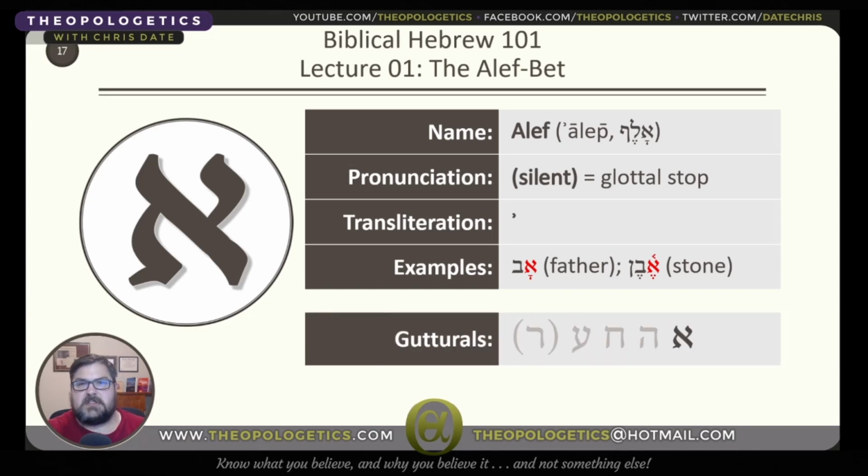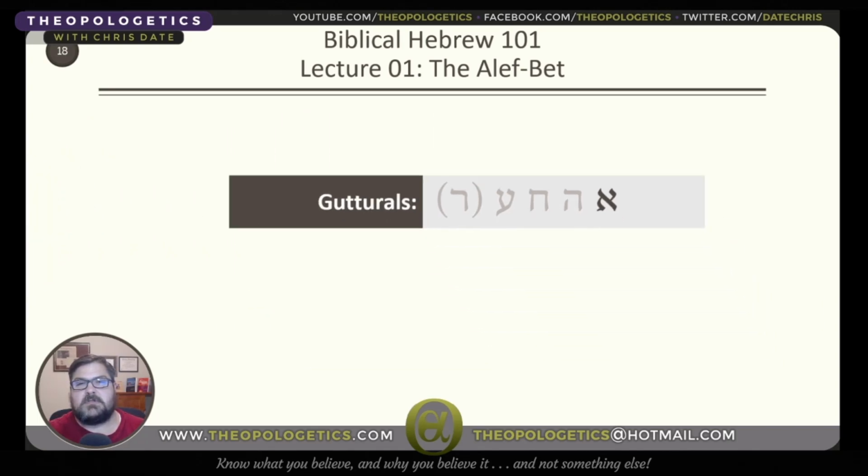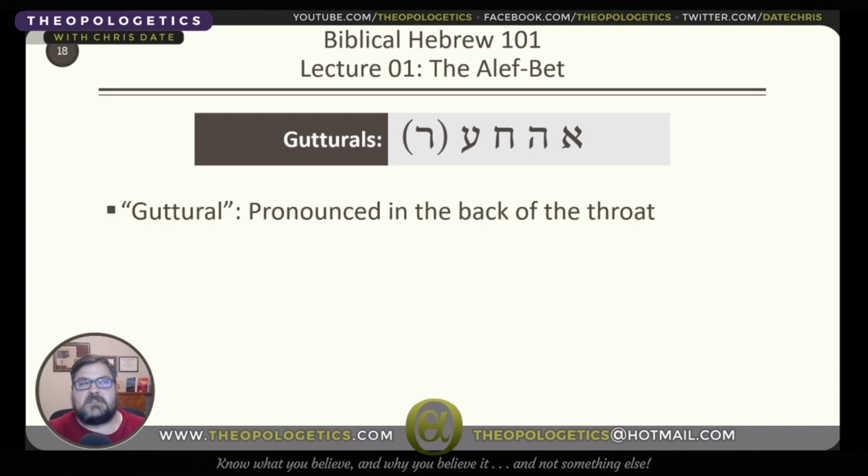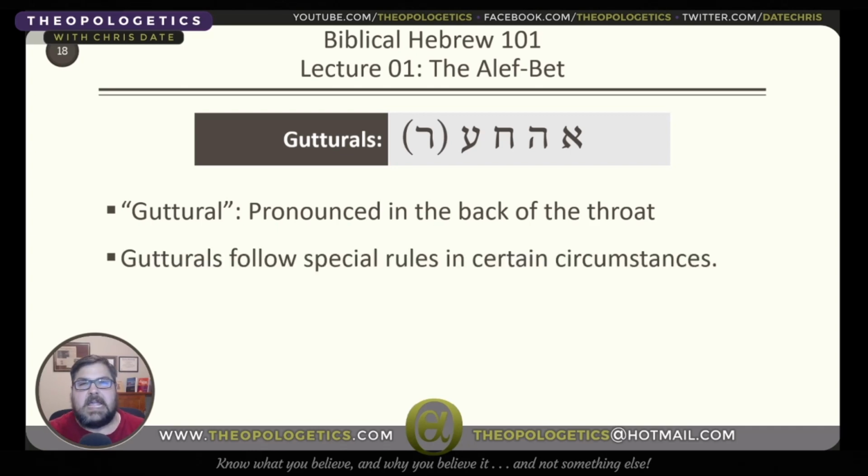Now, this is the first consonant in the Hebrew Alef-Bet that is part of that first category I mentioned, the gutturals. So let's talk about the gutturals for a moment. The gutturals are so called because they're pronounced in the back of the throat, at least to one degree or another, more so than the other letters in the Hebrew Alef-Bet. The reason these are grouped together in a category called the gutturals is because gutturals follow certain special rules in certain circumstances that other letters don't follow.